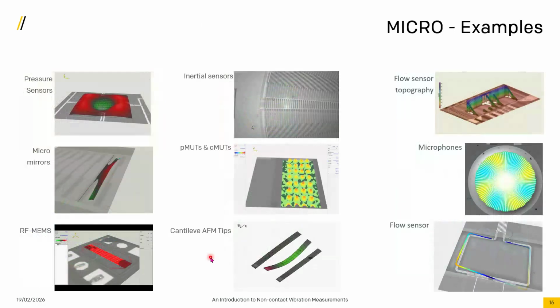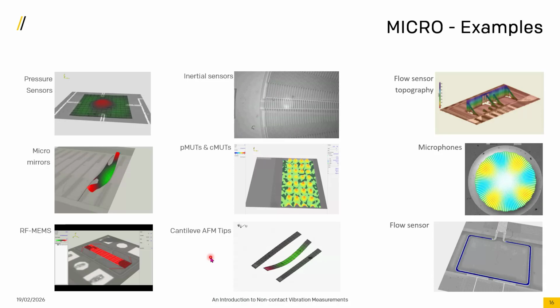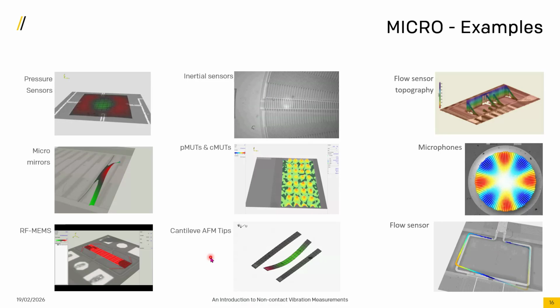Now, that was more on the macro side. These examples are more on the micro side. I mean, now we are looking at something super tiny. Sometimes it's a couple of hundred microns by a couple of hundred microns in dimensions, and within those we are measuring these. So, for example, these are some PMUT arrays here, a MEMS microphone.